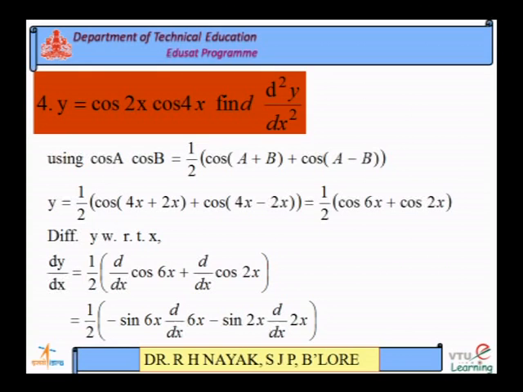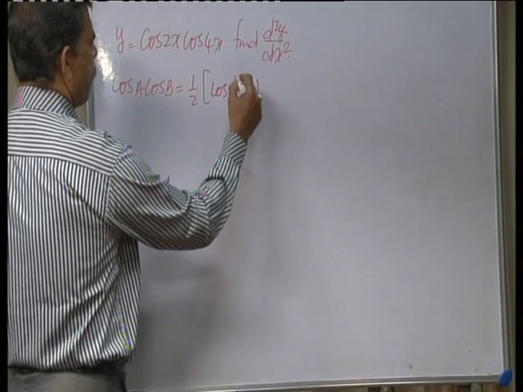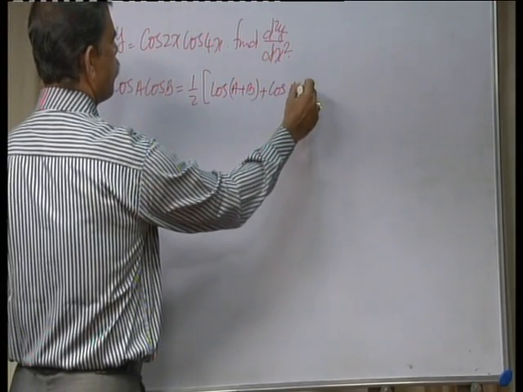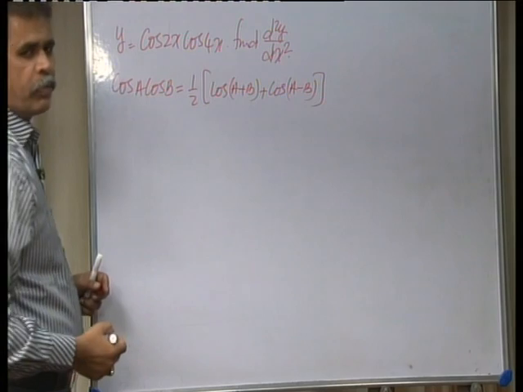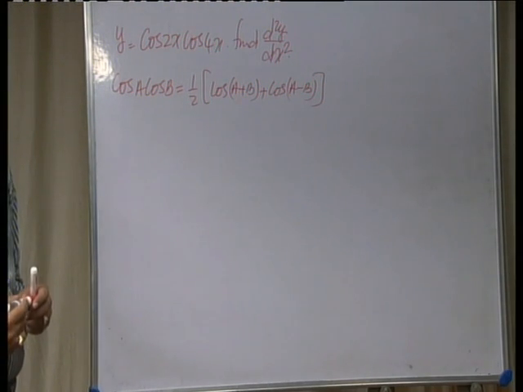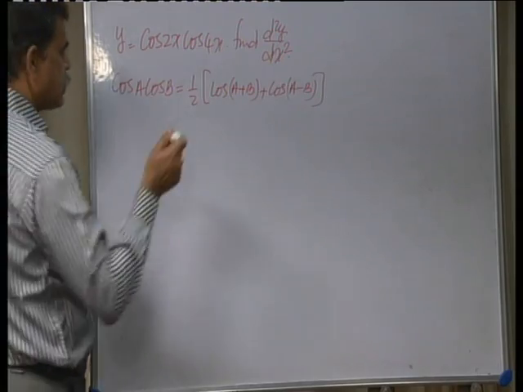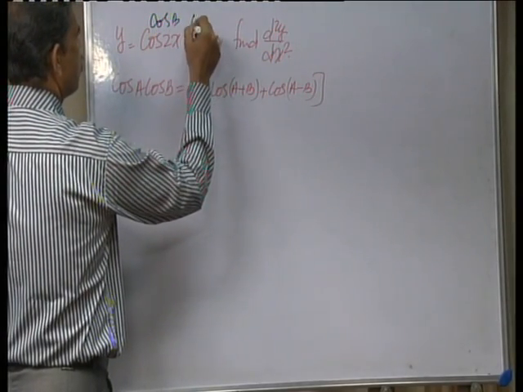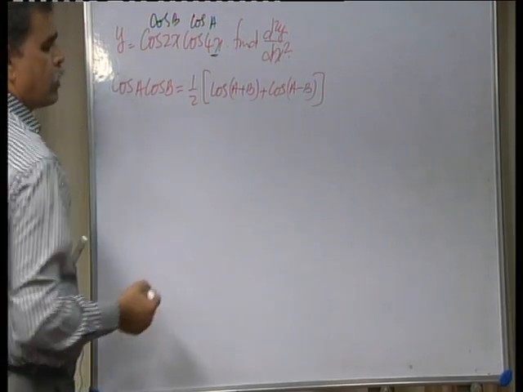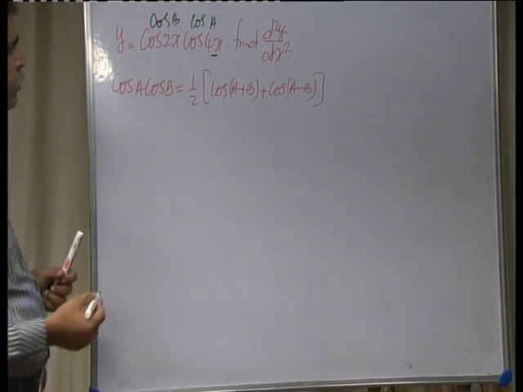Instead of that you can do it in another method, that is taking the formula cos A into cos B is equal to 1 by 2 into cos of A plus B plus cos of A minus B. Here you take A as this, and this is cos B, this is cos A. So, when there is a product you can take any one as first one, other one as second one.